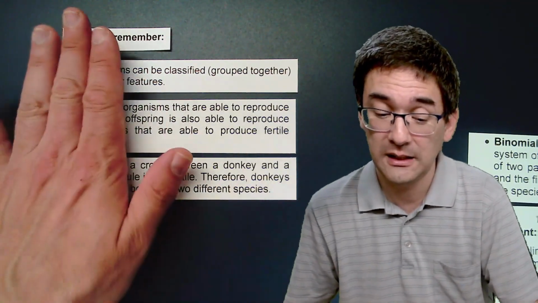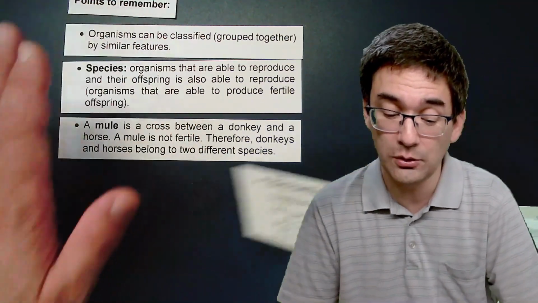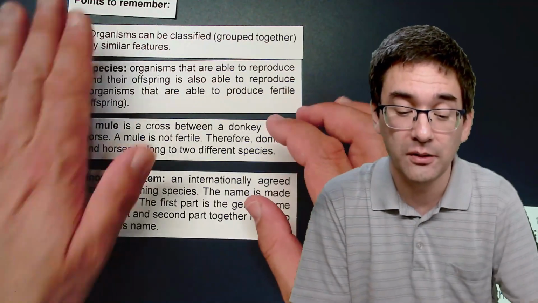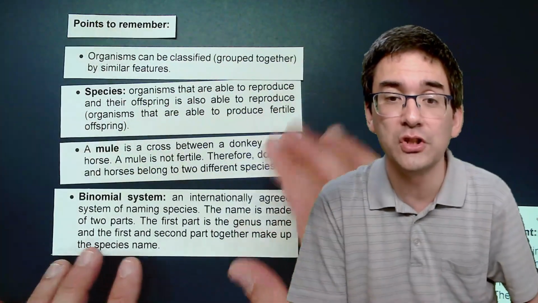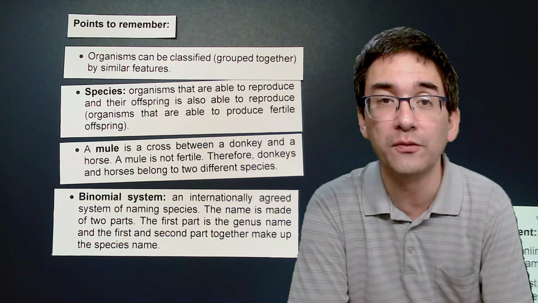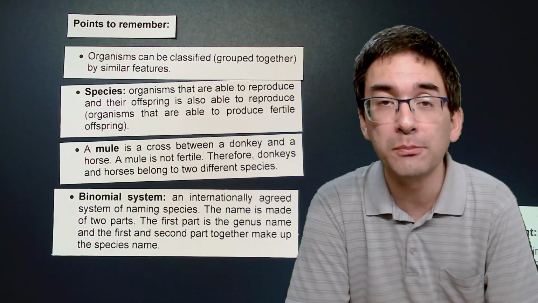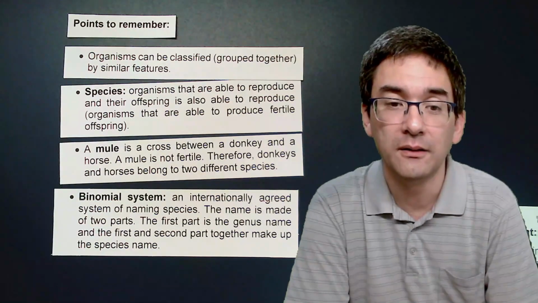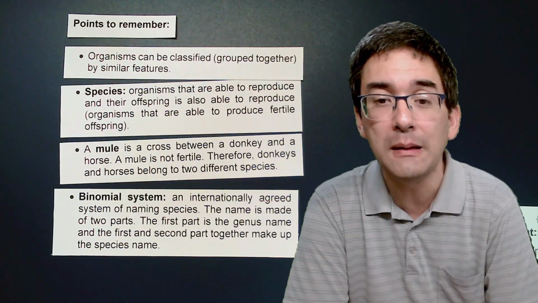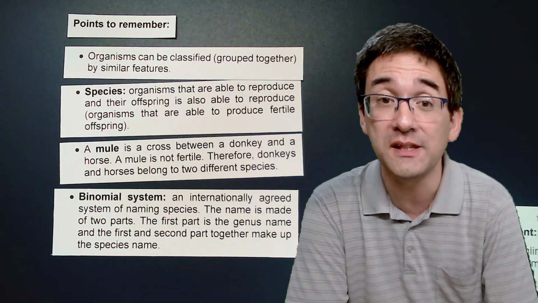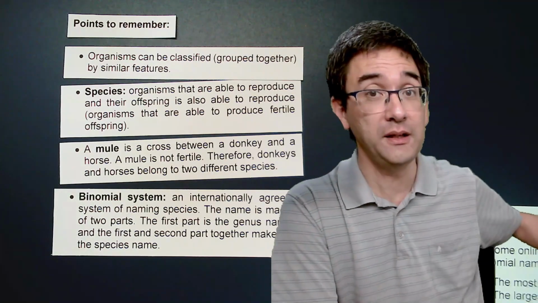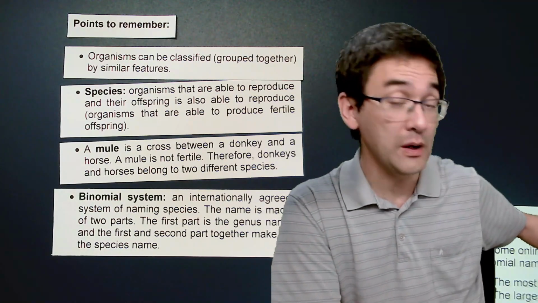And last but not least, almost finished. There is the so-called binomial system, an internationally agreed system of naming species. The name is made up of two parts. The first part is the genus name, and the second part and the first part together make up the name of the species.